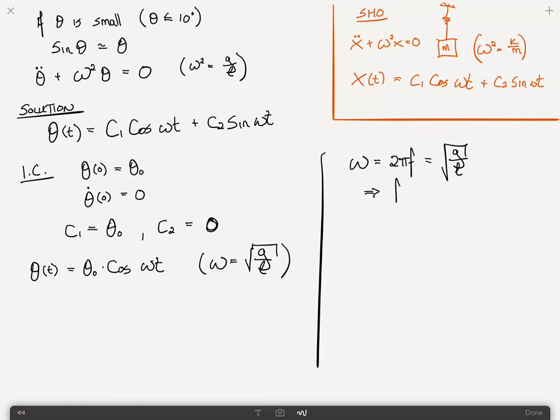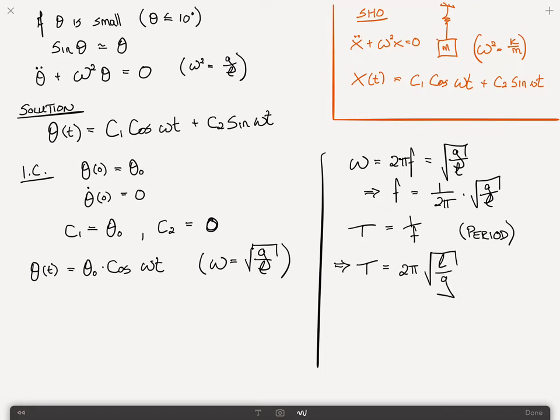This implies that the frequency is equal to 1 divided by 2 pi times the square root of g over L. We also know that the period of vibration is just the inverse of the frequency. We'll call the period of vibration T is 1 over F. Let me write that period. So therefore we can write the period T as 2 pi times the square root of L divided by G.